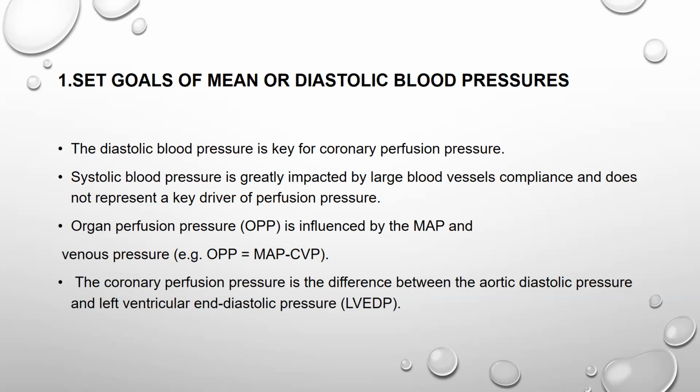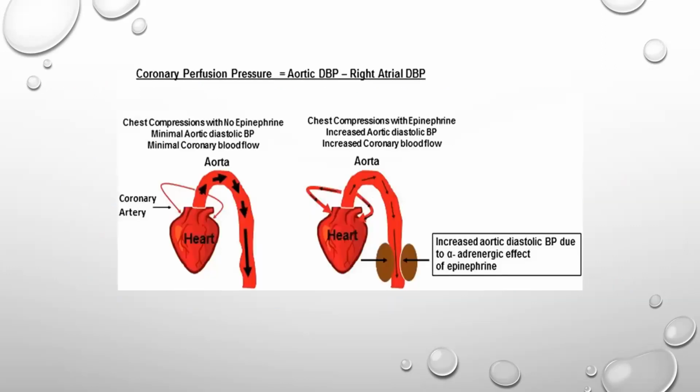The equation says that the organ perfusion pressure equals MAP minus central venous pressure. For the coronary perfusion pressure, it is the difference between the aortic diastolic pressure and the left end diastolic pressure. That's why we have to correlate our goal for the patient to maintain the perfusion of the myocardium as well as the perfusion of the other end organs with the diastolic blood pressure and the mean arterial blood pressure rather than systolic blood pressure. And this is a simple example.